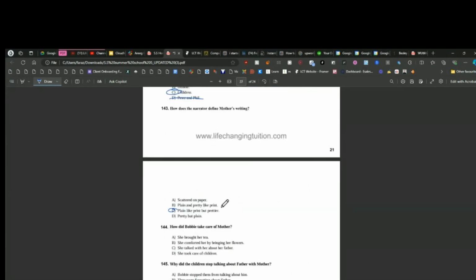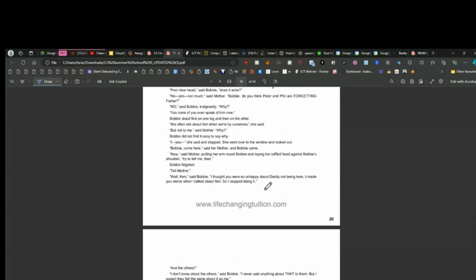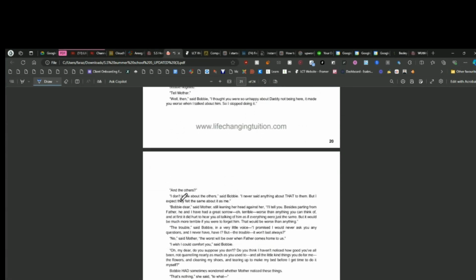Okay, so let's see what the options say. She brought her tea. Yeah, Bobby does bring her tea. Comforted her by bringing flowers. Well, it's all of the children that are bringing the flowers. She talked to her about her father. She took care of the children. So it doesn't look like they're speaking that much about father being here.